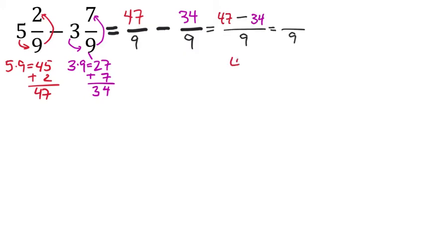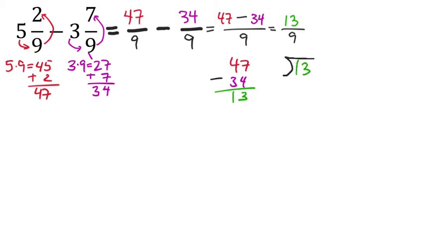But what is 47 minus 34? Let's find out. 7 minus 4 is 3. No need to borrow, but 4 minus 3 is 1. So I end up with 13/9. I look at this fraction and I see that it cannot be simplified. 9 is divisible by 3, but 13 is not. So we go straight into our long division.